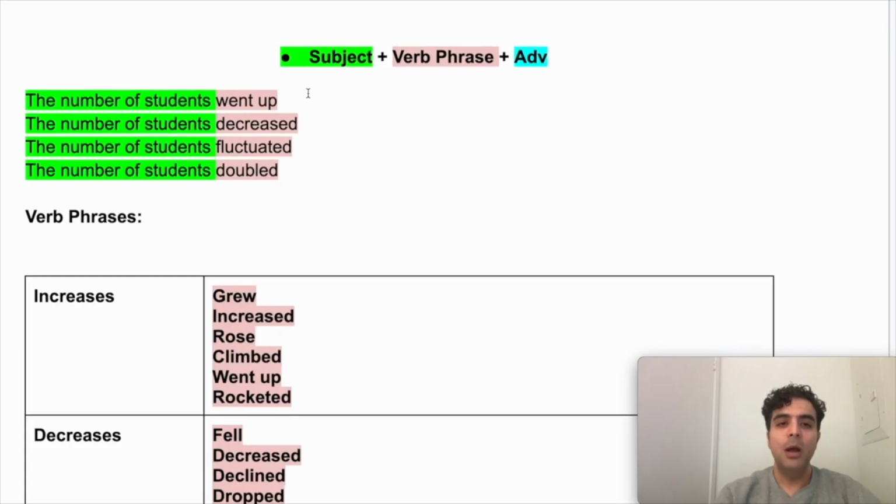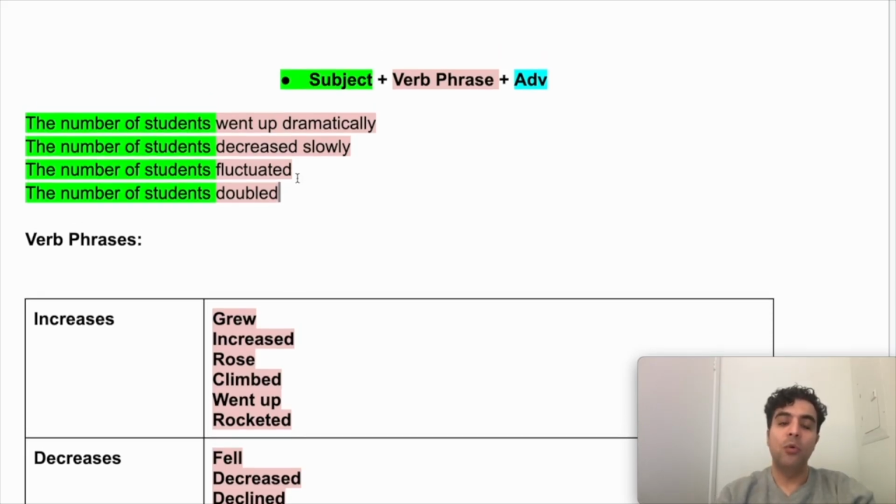In the first example, I'm going to say the number of students went up dramatically. So it means the change in number was great. Or we could say it decreased slowly, or it fluctuated slightly. No, try not to use adverbs with fluctuated. If it's fluctuated, don't say fluctuated slowly or fluctuated rapidly. It doesn't make a lot of sense. Keep it simple. Also true for doubled. You don't double dramatically. It doubles, right? So no additional adverbs for fluctuation and then proportional changes.